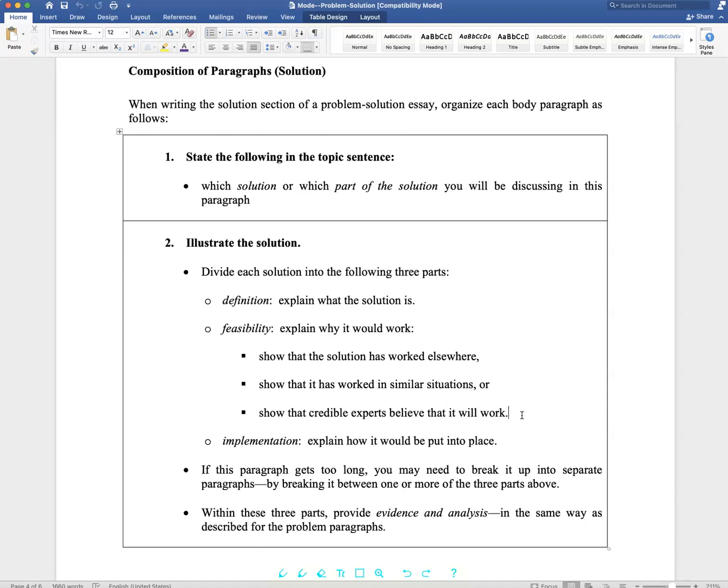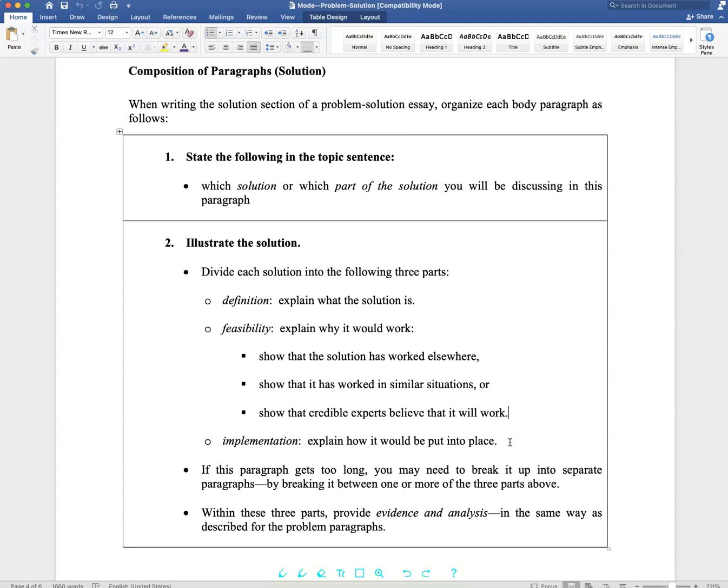And then you also have to show or explain how your solution would be put into place. That's the implementation. Like, how would it get done? For a lot of solutions, that means who would pay for it, right? Not always, but often. Or just how would it be established, right? Because it's not enough just to say, here's what my solution is, and here's why it would work. You also have to persuade people that it could really happen, right? And tell them how they could do it or how it could be done. So those are going to be the parts of your solution paragraph.